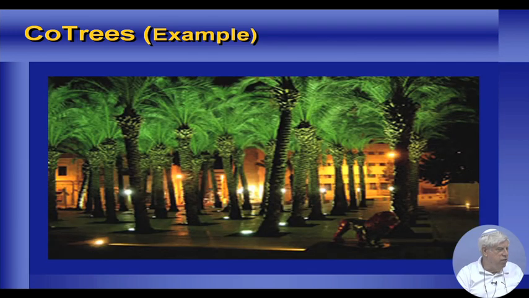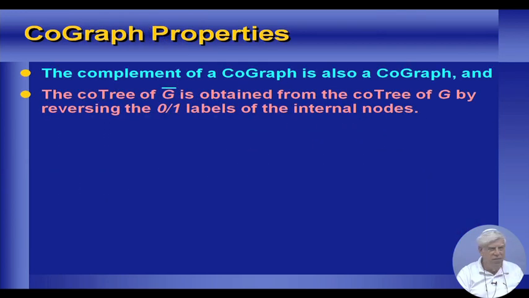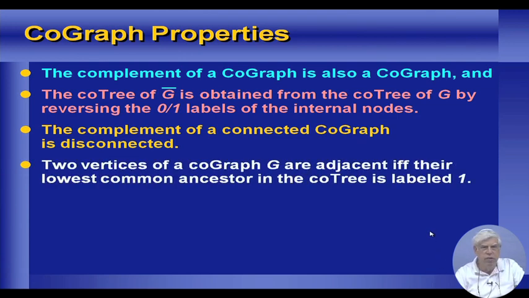These are examples of CoTrees, but here are some others. Clearly, the complement of a CoGraph is also a CoGraph. Why? Because the complement can be obtained simply by taking the same CoTree, changing the labels, 1s to 0s, 0s to 1s, and I will get the CoTree for the complement. The complement of a connected CoGraph is disconnected.